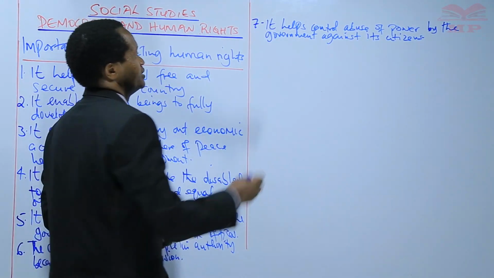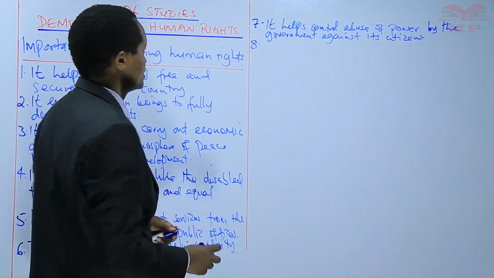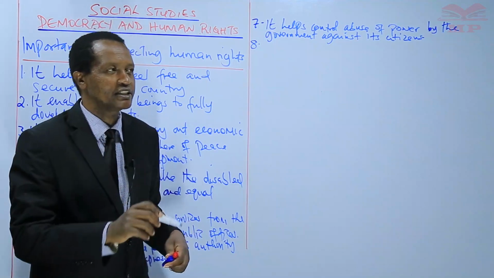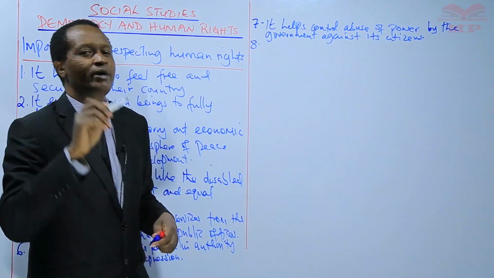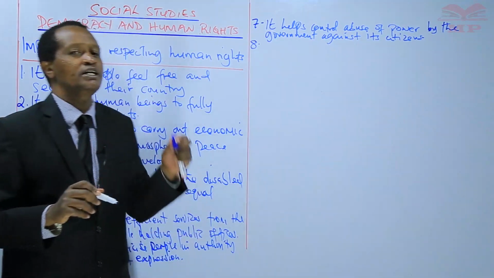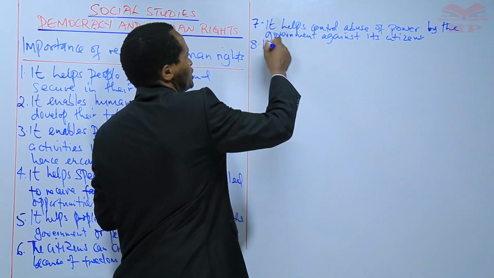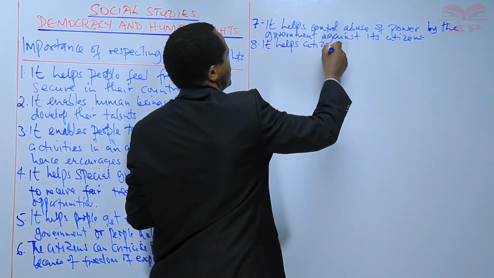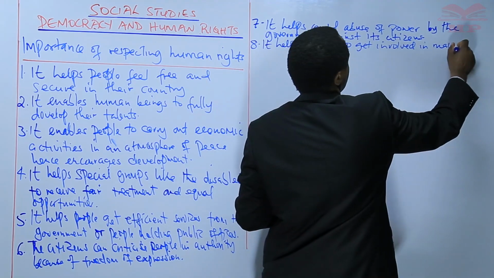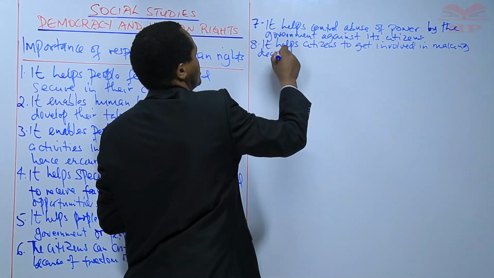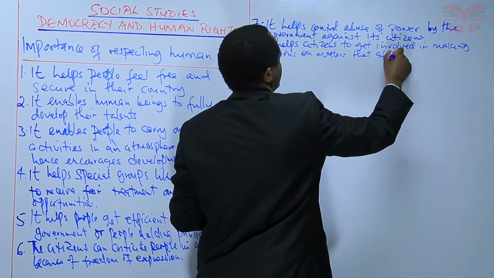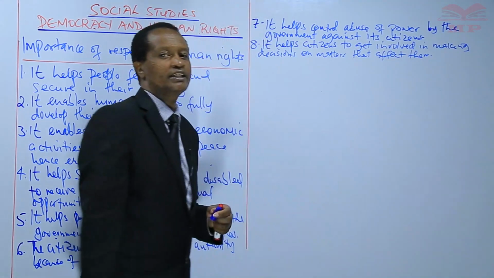That is point number 7. Then another reason why respecting human rights is important is that it helps citizens to get involved in the making of decisions on matters that affect them.